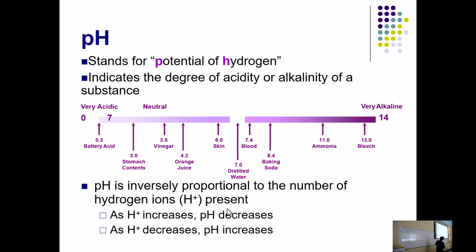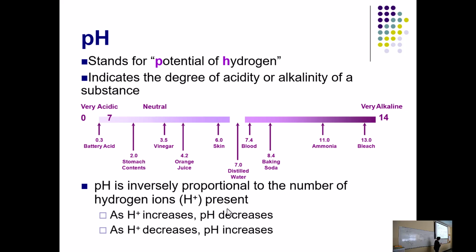So pH stands for potential of hydrogen, indicates the degree of acidity or alkalinity of a substance. Okay, here's a normal pH scale. Very acidic, very alkaline. Very acidic, battery acid, 0.3. Super, super acidic. Bleach, 13. Very, very alkaline. Either end of those are toxic to people, right? We know that we can't bathe in bleach. We know that's not good for us. We know that we don't want to be messed with battery acid. We know that's not good for us.